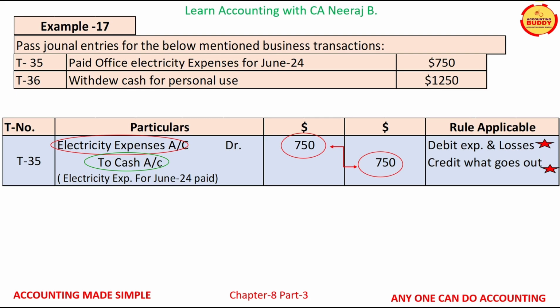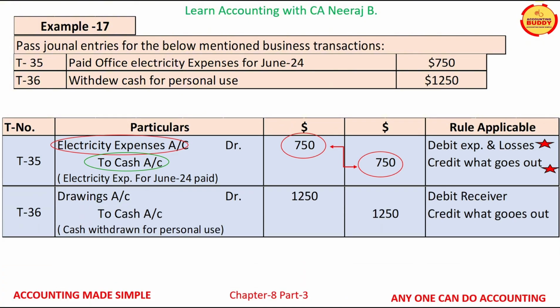Transaction T36 is $1,250 are withdrawn for personal use. The two accounts affected by this transaction are drawings account and cash account. Drawings account is a personal account. Therefore, as per the rule of personal account, receiver account is always debited. Cash is a real account and the rule for real account is credit what goes out. Therefore, this transaction is recorded for $1,250 by debiting drawings account and crediting cash account.